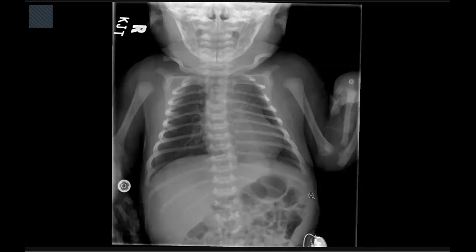The upper abdominal cuts appear normal. I can't see any branching air or branching lucency over the liver shadow, and no intramural air seen in the bowel.